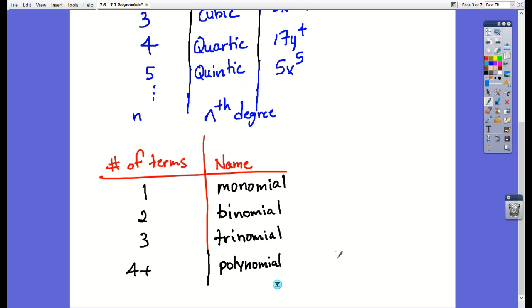Alright, so we want to be comfortable with these. We have to know this vocab, both for degree and for number of terms. So make sure you have that jotted down, and we'll just put that to use by applying this vocab.